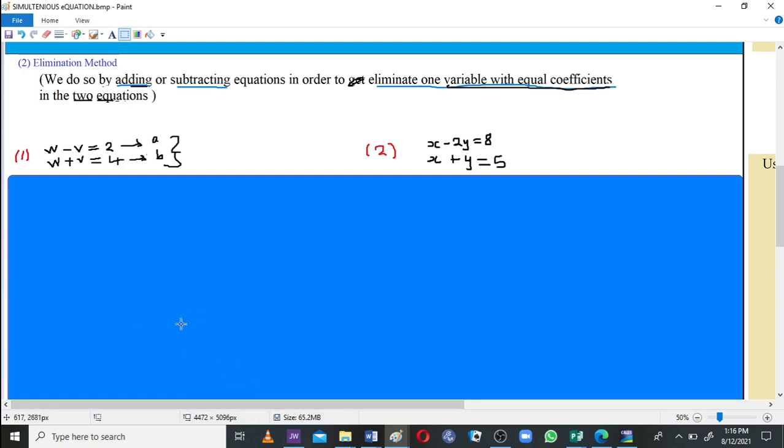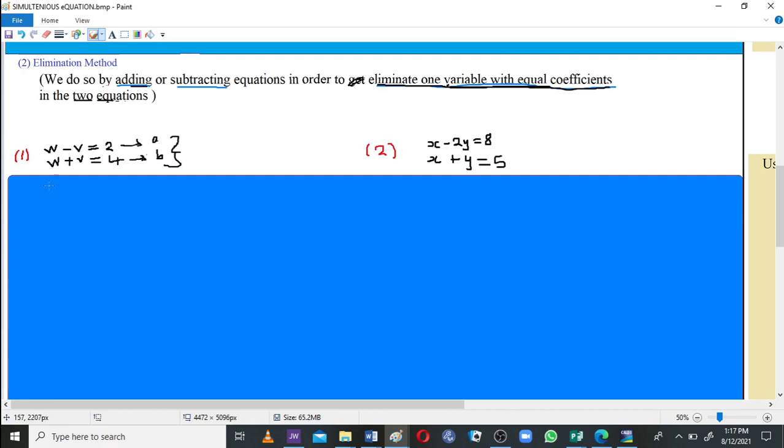Alright, so there are some things that you need to know before we start. Solving simultaneous equations using the elimination method relies much on making a decision whether to add or subtract your equations. As you do that, your goal is to eliminate one variable, which has equal coefficients in both of the two equations that you've been given, so that you can solve for the one remaining. What I mean by that will be clear as we solve this first example on the elimination method.